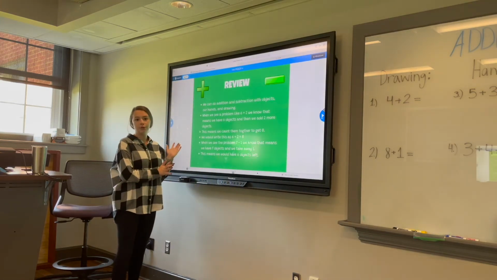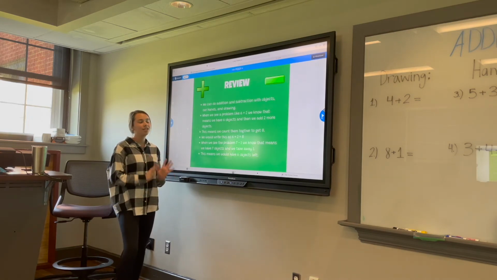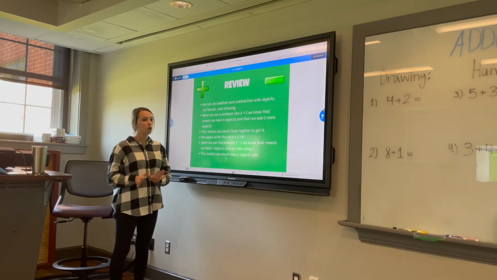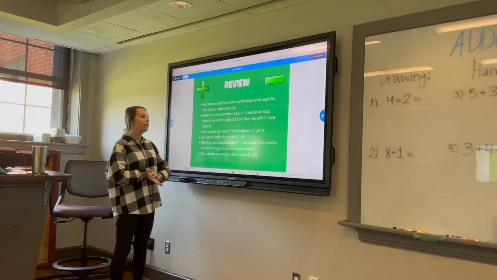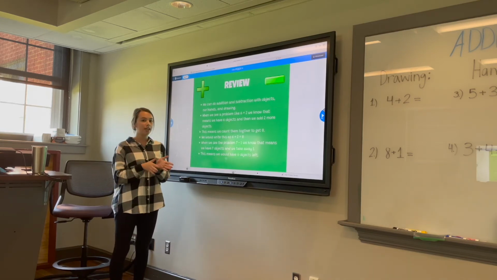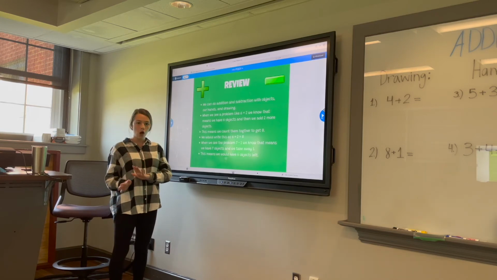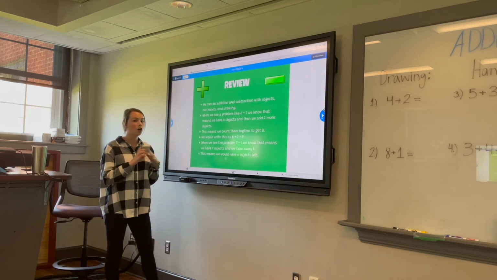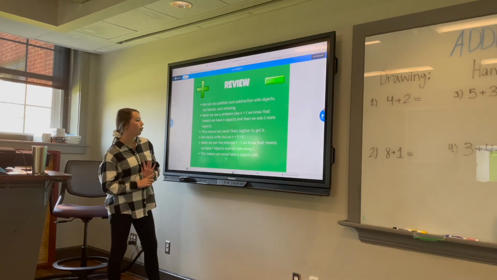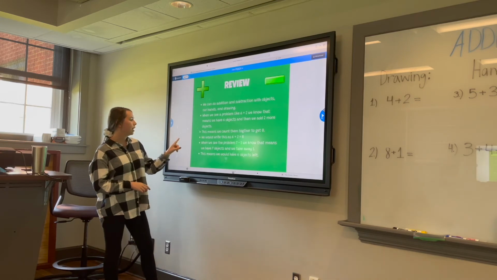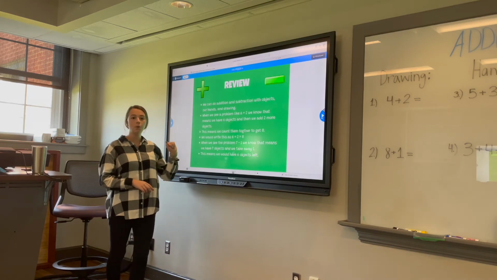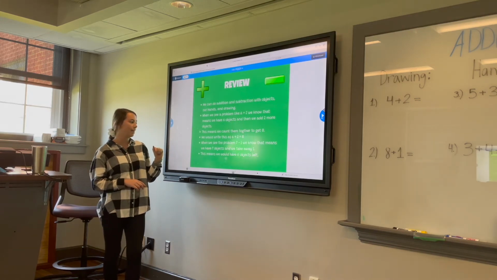Now we're going to review. So we know that we can do addition and subtraction with objects, our hands, and drawings. If we see the problem 6 plus 2, we won't worry because we know that that means that we can have 6 objects and then we're going to add 2 more objects. So we could show this with our teddy bears, or we could show this on our hands, or we could show it drawing circles. We also know that this means that we would count them together to get 8. So the answer to the problem, 6 plus 2 equals 8.